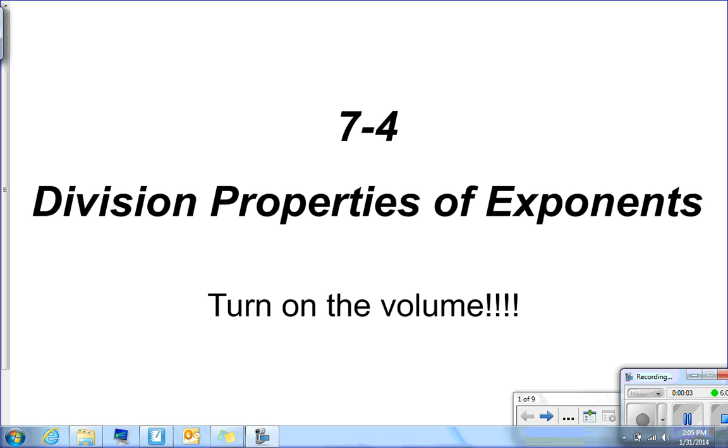Hello, and today we're going to talk about the division properties of exponents. So for the past couple of days, we have been working with the multiplication properties. Now we're going to do division.